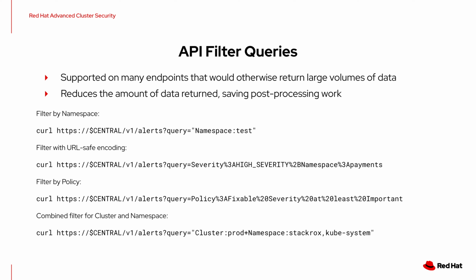Filtering by policy, again, you're going to see this is URL encoded here with the %20 indicating a space character. But this is looking for fixable severity, at least important. In other words, it's violations of a vulnerability scanning policy to give me back those results. You can also combine. The queries can get quite complex. It follows roughly what you'll see in the UI when you can create filters to restrict the amount of data. Here, in this case, I'm looking for just the results from two different namespaces in a cluster called prod.